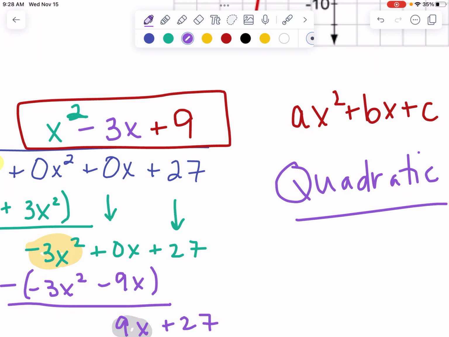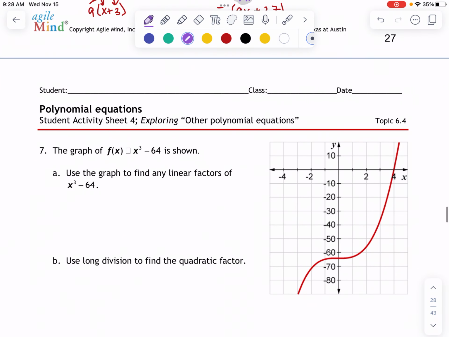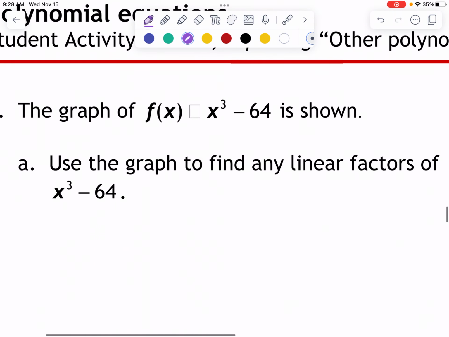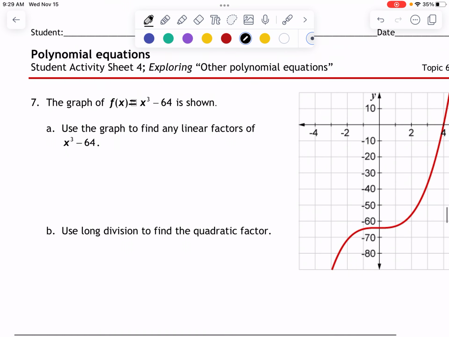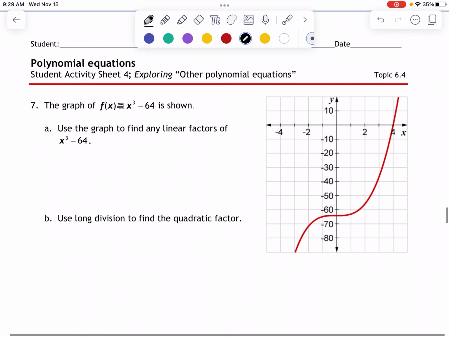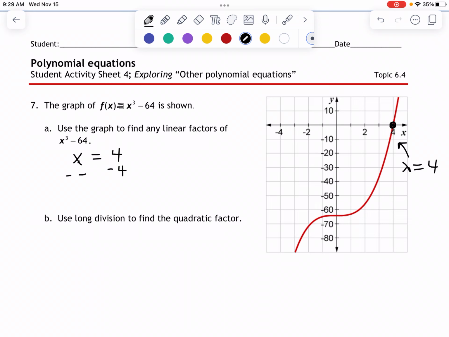All right, continuing on, we're going to do this again. Somehow our equal sign disappeared on this next one, so let's add that back in. We're seeing that the graph of x cubed minus 64 is shown for us. So if we look at this, we're going to find any linear factors hanging out here. I'm seeing that we're crossing the x-axis at 4, so x equals 4 is a solution. If I subtract 4 on both sides to set this equation equal to 0, x minus 4 has to be one of my factors.